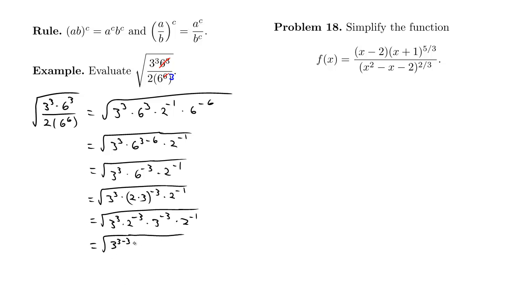Now adding exponents, we get the square root of 3 to the 3 minus 3 times 2 to the minus 3 minus 1. Now 3 to the 3 minus 3 is 3 to the 0, and so that's just 1. This leaves us with the square root of 2 to the minus 4, which is 2 to the minus 4 all to the half. And using our rule for multiplication of exponents, we get 2 to the minus 2, which is 1 over 2 squared, which is 1 over 4.